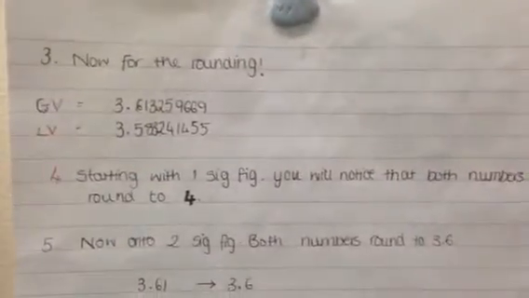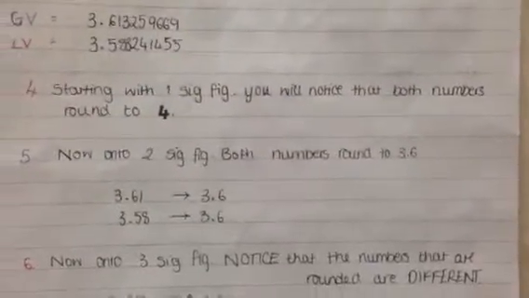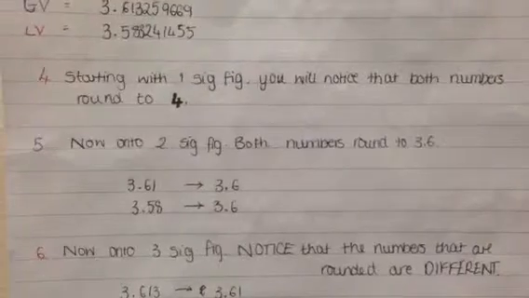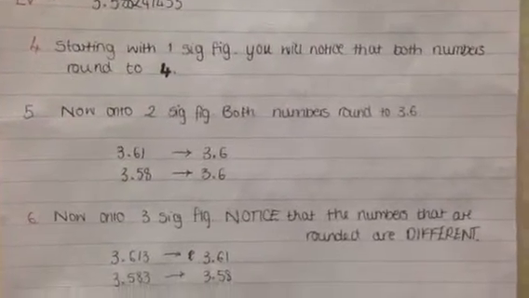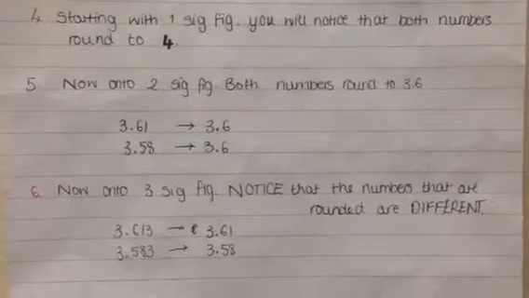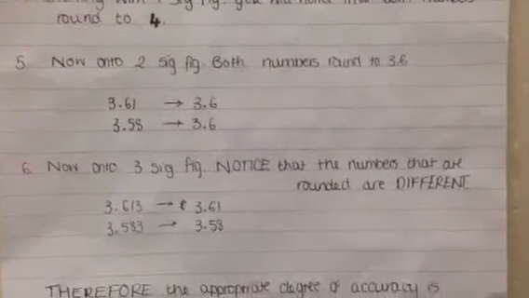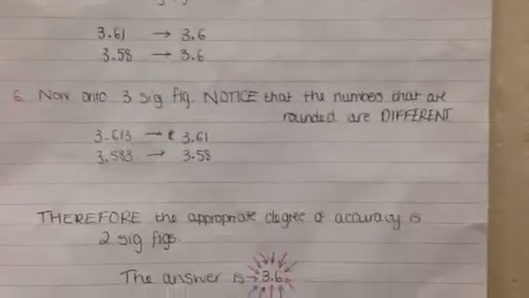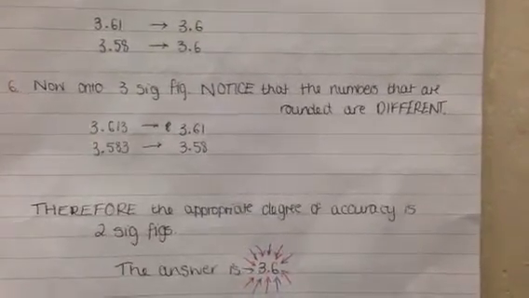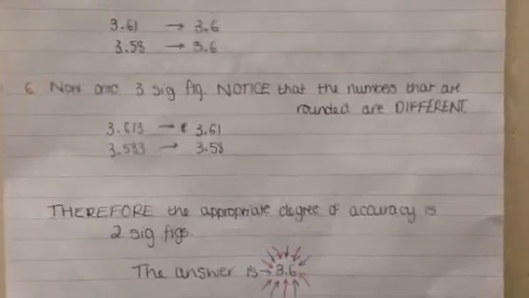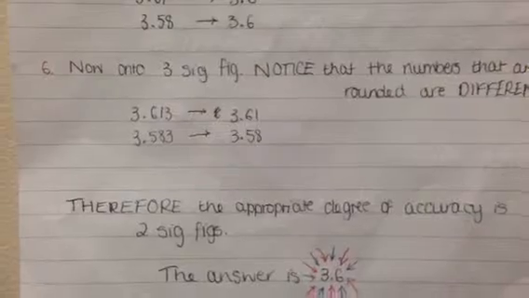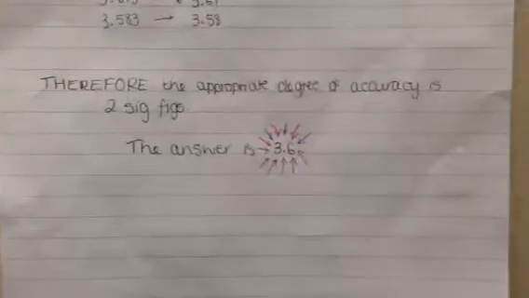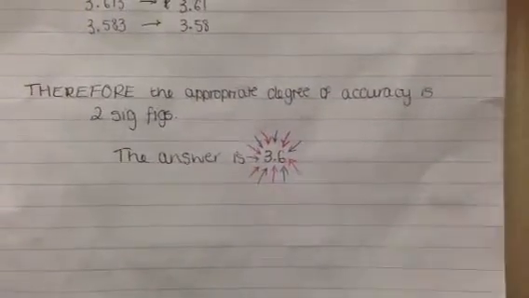We have our greatest value and our least value. Starting with one significant figure, you will notice that both numbers 3.6 and 3.5 round to 4. Now on to two significant figures. Both numbers 3.61 and 3.58 round to 3.6. Now, three significant figures. Notice that the numbers that are rounded are different, 3.613 and 3.583. Therefore, the appropriate degree of accuracy is two significant figures. Therefore, the answer will be 3.6.